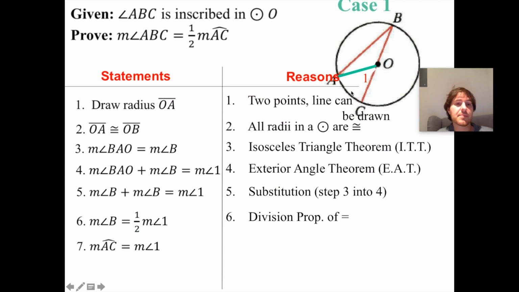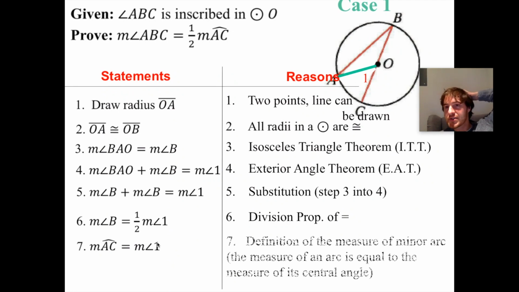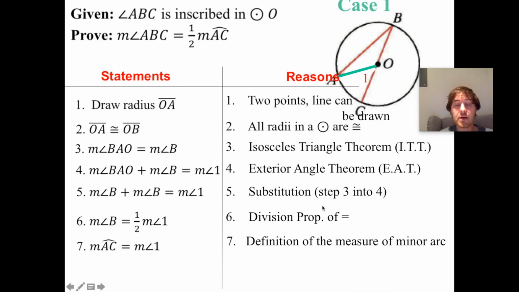So here, step 7, why do I know this? Well, the justification of the proof, the measure of arc AC equals the measure of angle 1. Well, that's just because the measures of minor arcs are defined as the measures of their central angles. So what you can say in the proof is simply the definition of the measure of a minor arc. It equals the measure of the central angle. That's where it all came from.